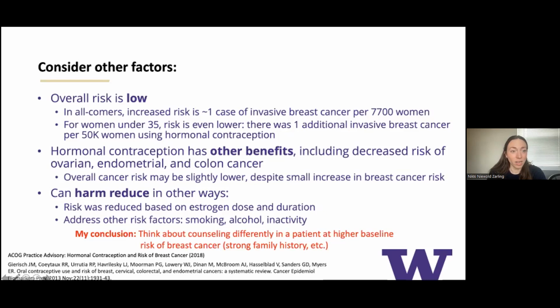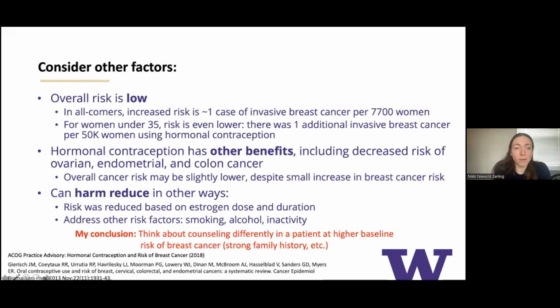I also think it's an opportunity to think about the other benefits of hormonal contraceptives, specifically with respect to cancer. Hormonal contraception is associated with a decreased risk of ovarian, endometrial, and colon cancer. And some studies suggest that overall cancer risk may be slightly lower despite the small increase in breast cancer risk.